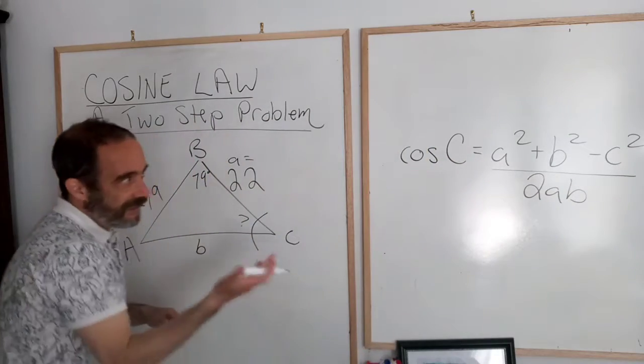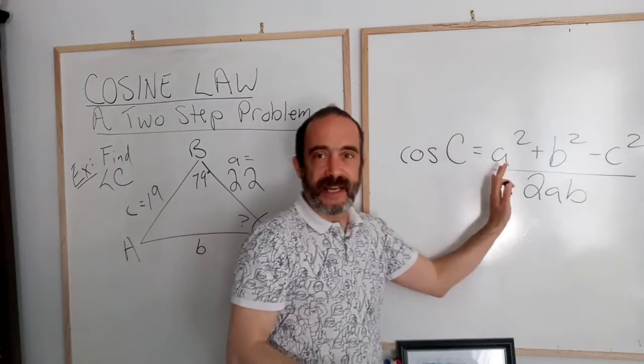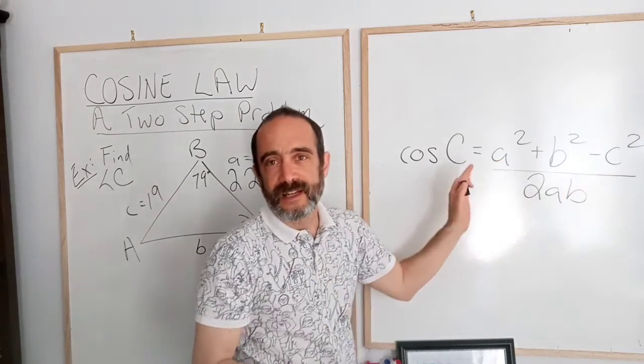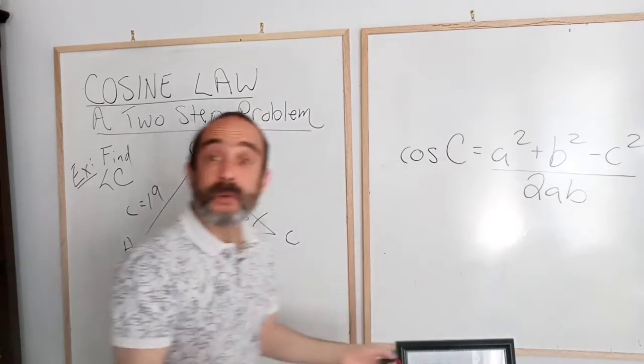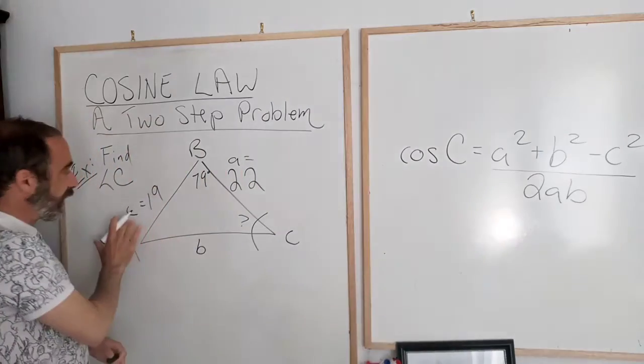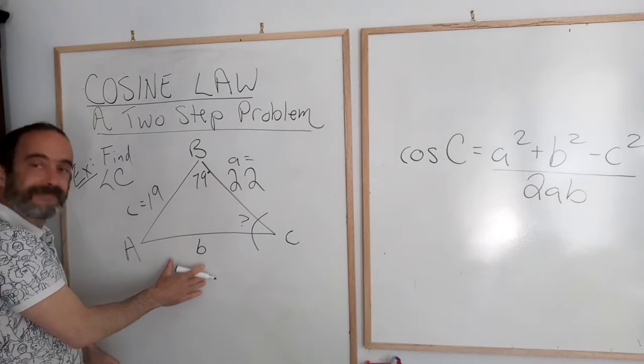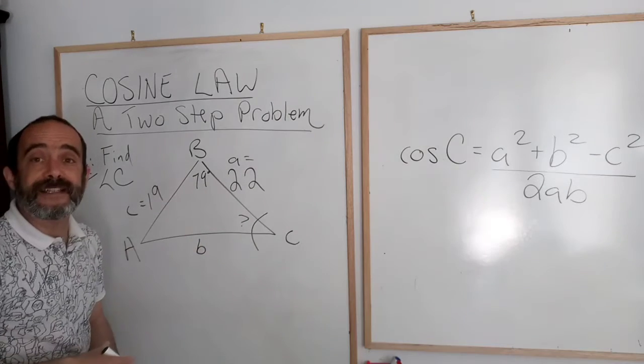And in this case, in other words, here we need to know side A, side B, and side C in order to find angle C. And we don't know all three sides. We only know side C and side A. We don't know side B. But we can find it.